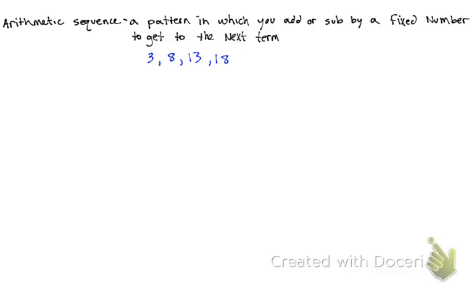Hey guys, so today we're going to talk about arithmetic and geometric sequences. An arithmetic sequence is a pattern in which you either add or subtract a fixed number to get to the next number. The pattern 3, 8, 13, and 18 is an arithmetic sequence because to get from 3 to 8, we add 5. To get from 8 to 13, you add 5 more. To get from 13 to 18, you add 5 more. So to get from one number to the next, you added a constant term, which in this case is 5.